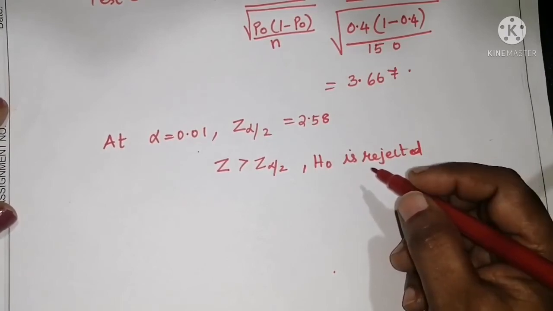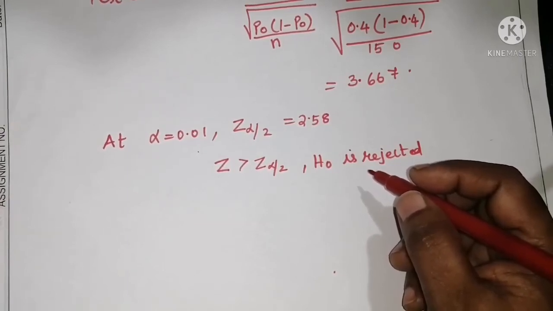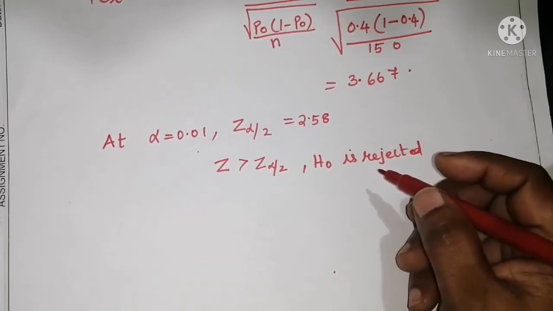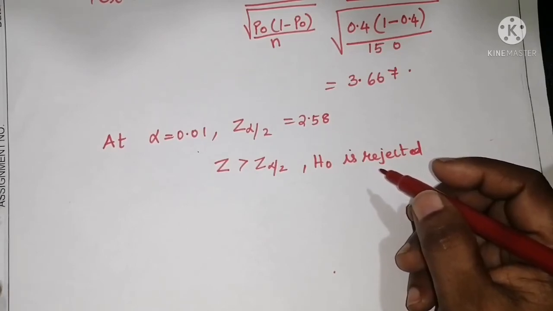That is the conclusion we are getting from testing the hypothesis on a sample of 150 donors. Using the test we conducted, we get H naught rejected. That means P not equal to 0.4, that is, the population proportion is not equal to 40%. That is its meaning.